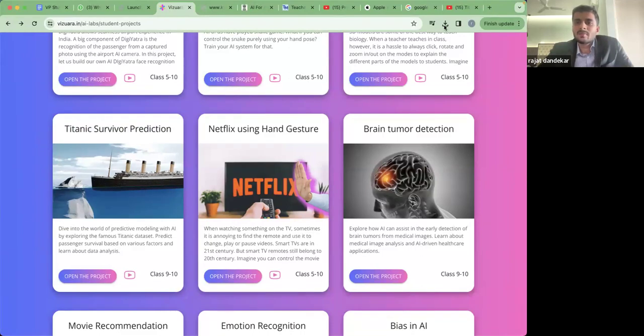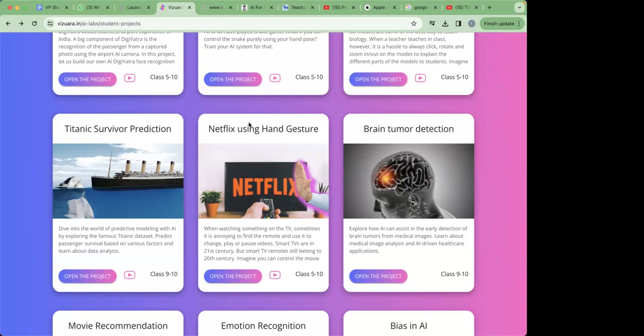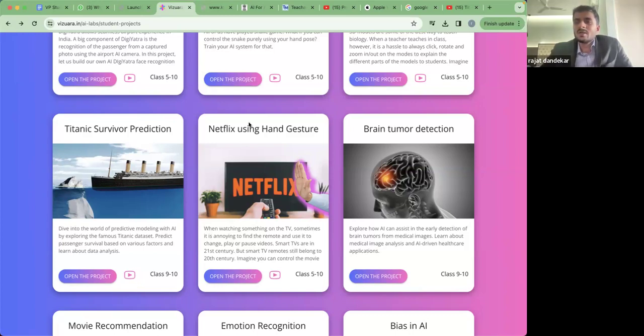Okay, so let the notebook load. It is taking some time because of the internet connection. So data acquisition is about where we are getting this data. That is the basic meaning of data acquisition.